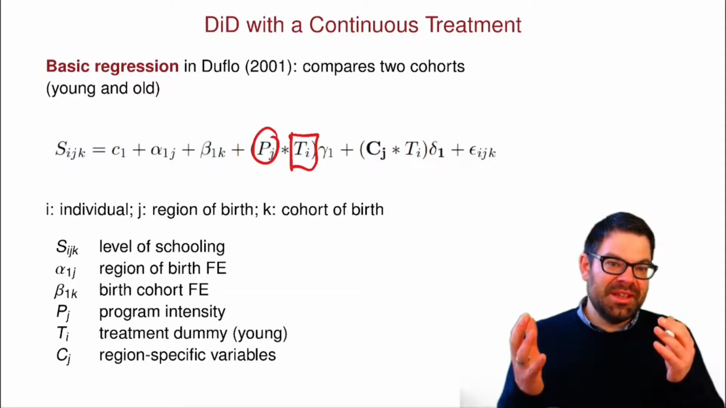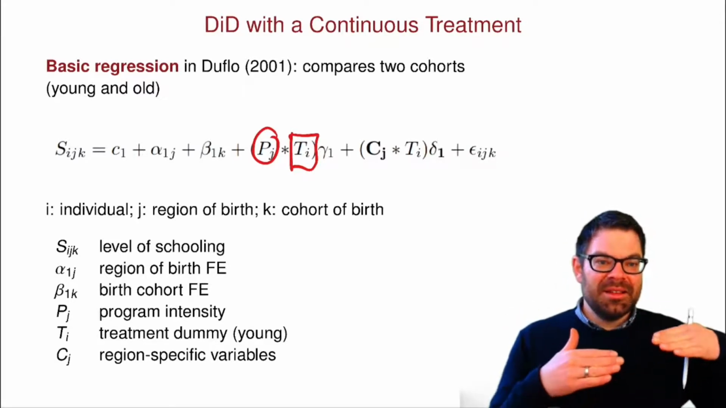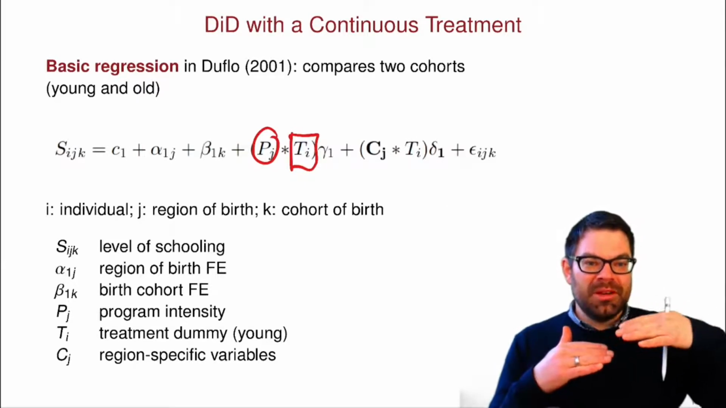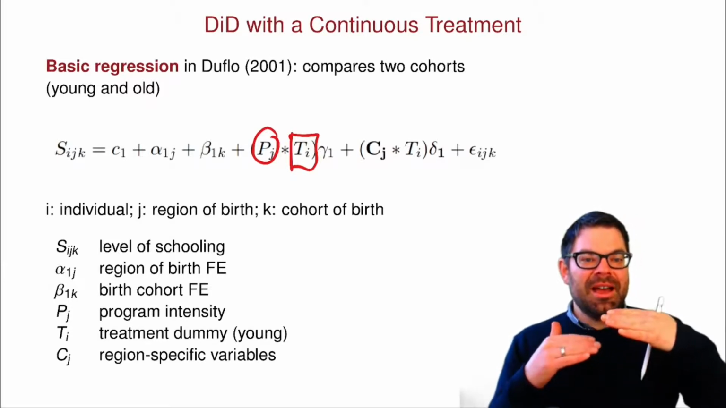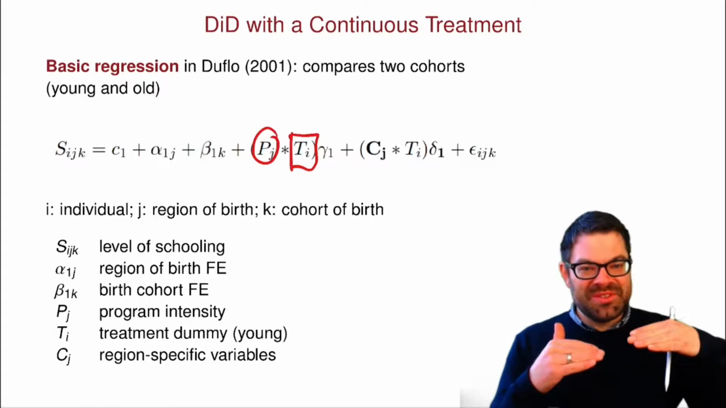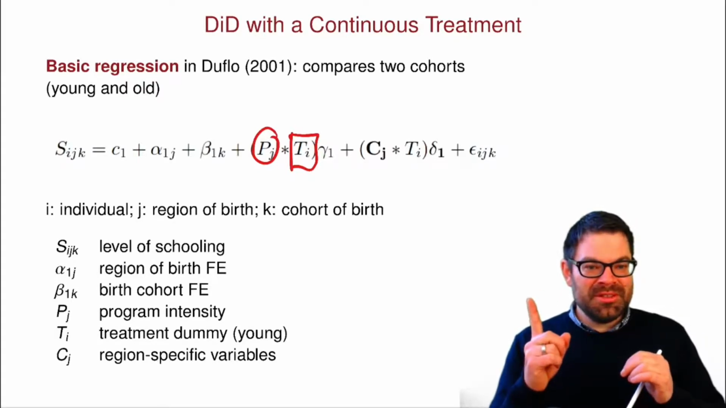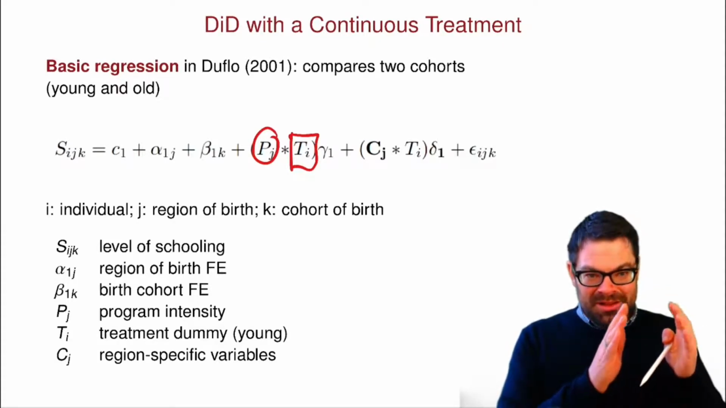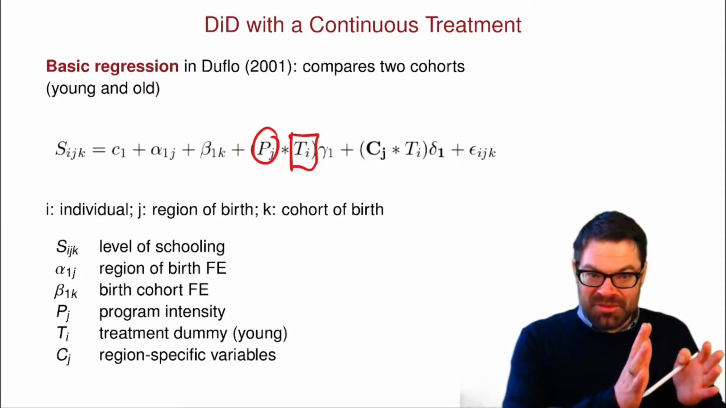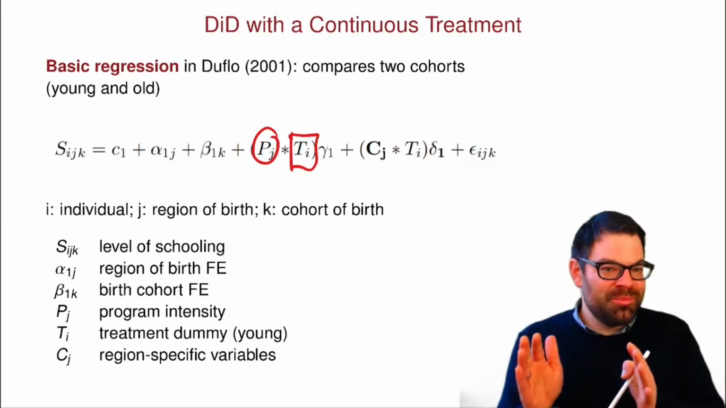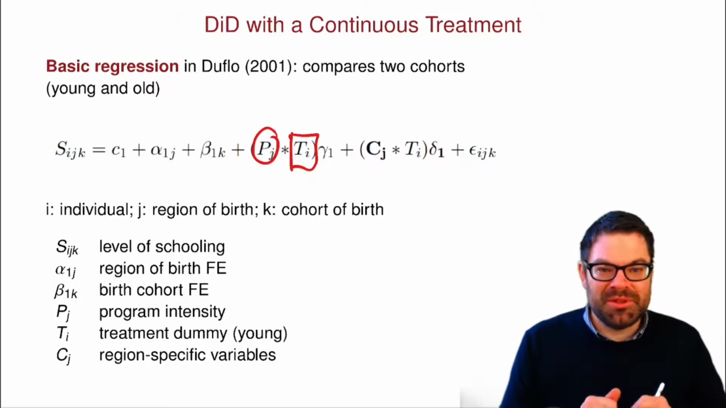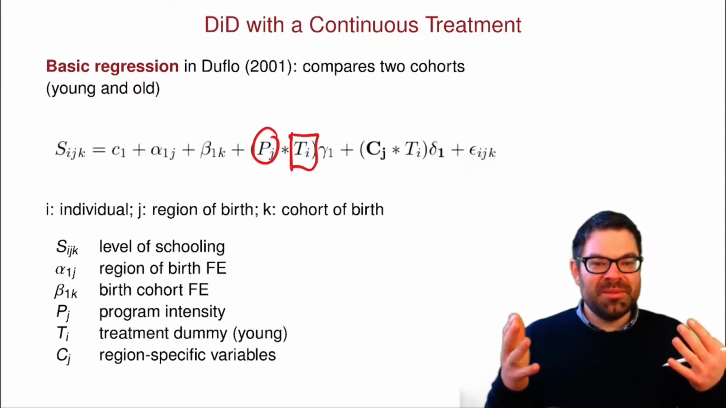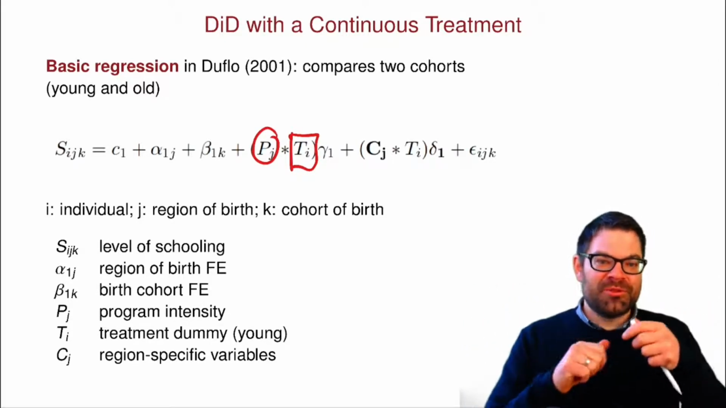Okay, and then what the estimator compares is the trend in schooling in places where there was lots of school construction, and places where there was less school construction. That's one difference. The other difference is they compare young people in those two types of places who were affected by the treatment, and older cohorts that were not affected by the treatment. So it's a 2x2 difference in difference logic, but there's a little more to it because you now have a continuum of treatment types.